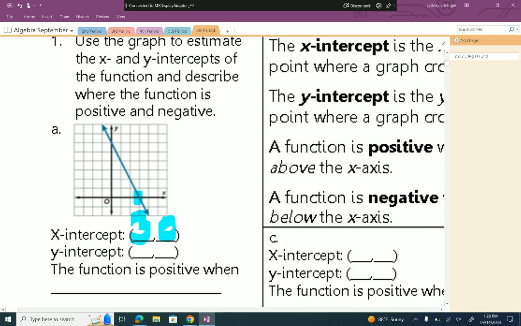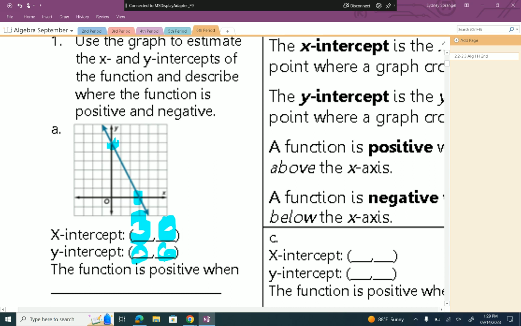So now, what about the other one? Where's my other intercept going to be? Where do we think? Vertical? About where do you think it touches? Where does it cross? About 6? So what am I going to write there? Am I going to write 6, 0 or 0, 6? What do you think, TJ? 0, 6. Perfect.